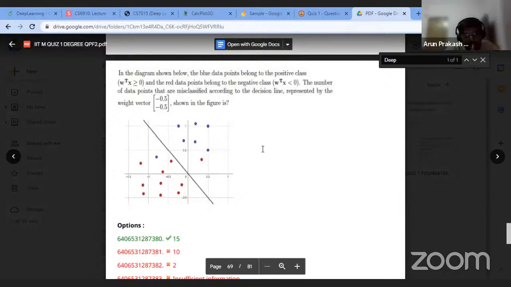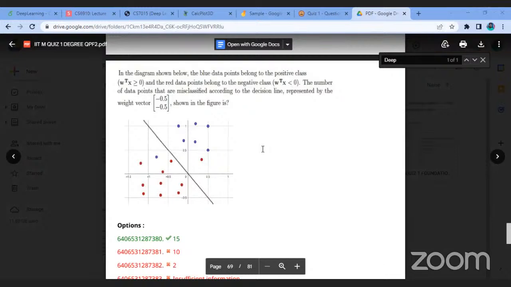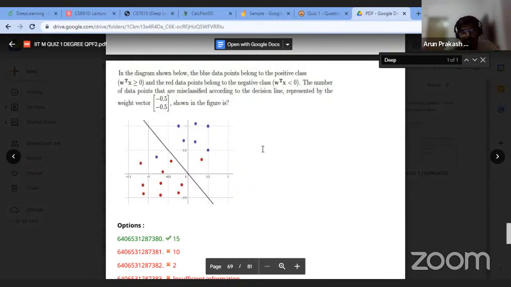Okay, so let me explain the question first, with the explanation. Of course, you just keep aside all these data points and let's try to understand this entire line. The line is represented by minus 0.5 and minus 0.5, an orthogonal vector that is pointing in the third quadrant. What we are essentially saying is, I say the class belongs to positive, whatever the data point I take and multiply with this weight, and if it is greater than or equal to 0, we say it belongs to the positive class. And here we are saying the red data points belong to the negative class.